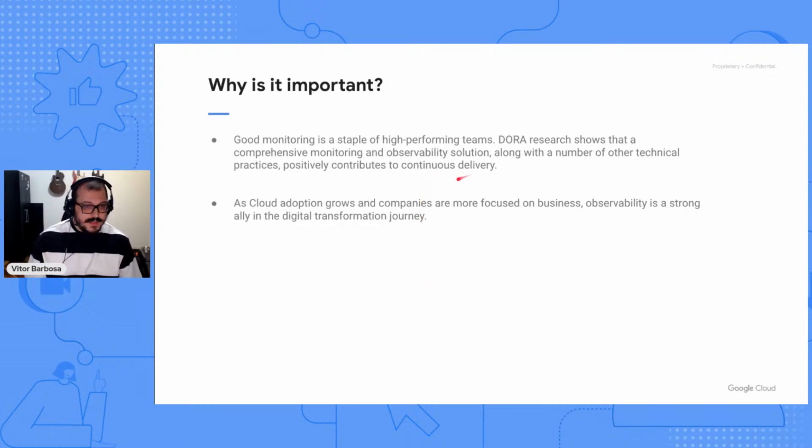Okay, and also as we are growing with cloud adoption and companies are more focused on business, and the cloud provider is taking care of all the infrastructure and all the other things, observability is a strong ally in that journey, because I have a part of my company with a different provider. So observability is very important to see what is going on there. Okay, so basically this is why it's important to have observability.